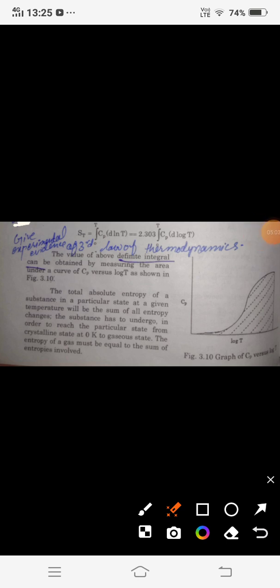The total absolute entropy of a system in a particular state at a given temperature will be the sum of the entropies of all the stages a substance has to go through. If we are talking about the entropy of a gas, we must know the entropy of the system in the solid state. Then when the temperature is higher, the entropy increases from the solid state to the liquid state. Then we convert this liquid into the gas form by increasing the temperature, so there is an entropy change from liquid into gas.